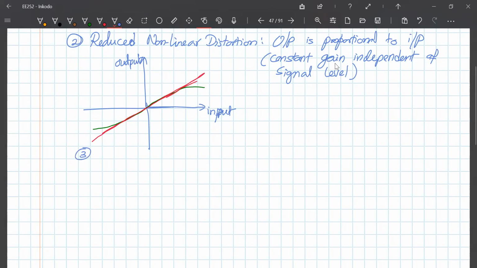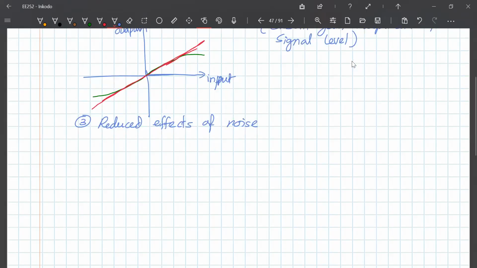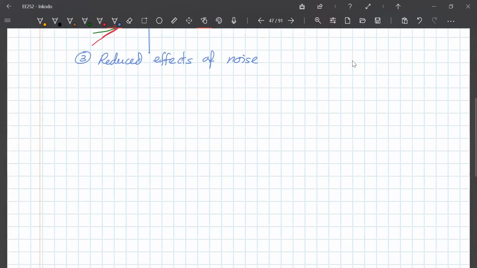Number 3 is reduced effect of noise. The effects of noise will be reduced. Obviously, the gain is less, so therefore the noise will also be amplified less.